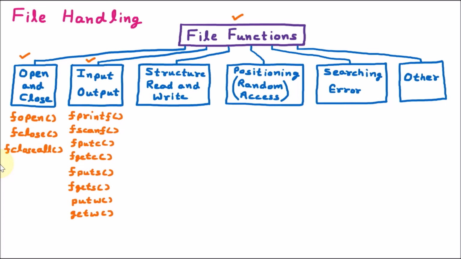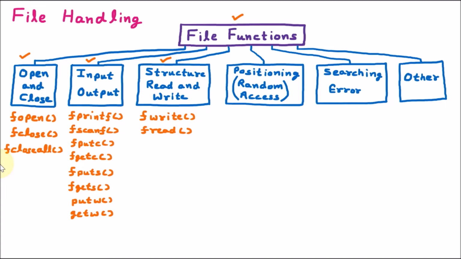The next category of file function is structure read and write functions. We know that we have the structure which has different data types. So that structure we can read directly and write directly from the file. For that we have the functions fwrite and fread. Fwrite is used for writing the structure onto file, and fread is used for reading the structure from the file.